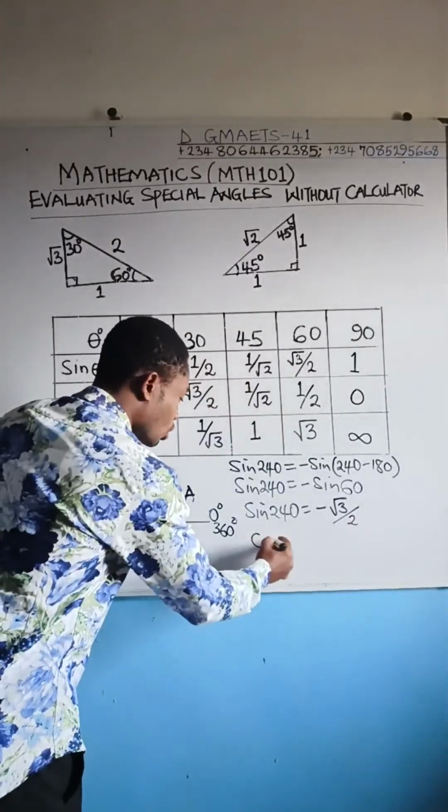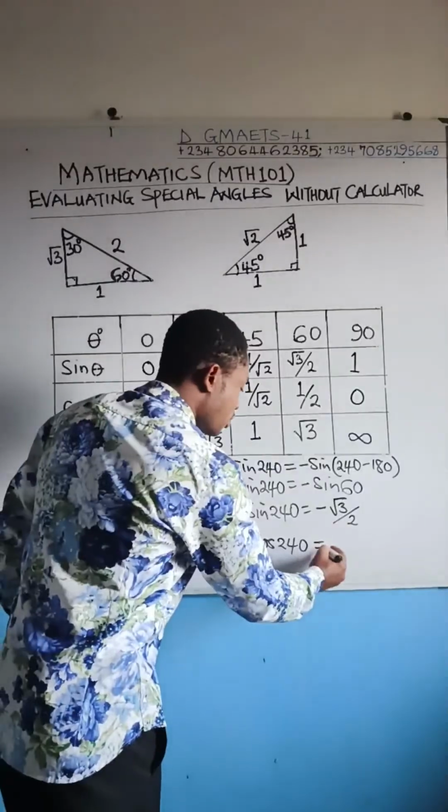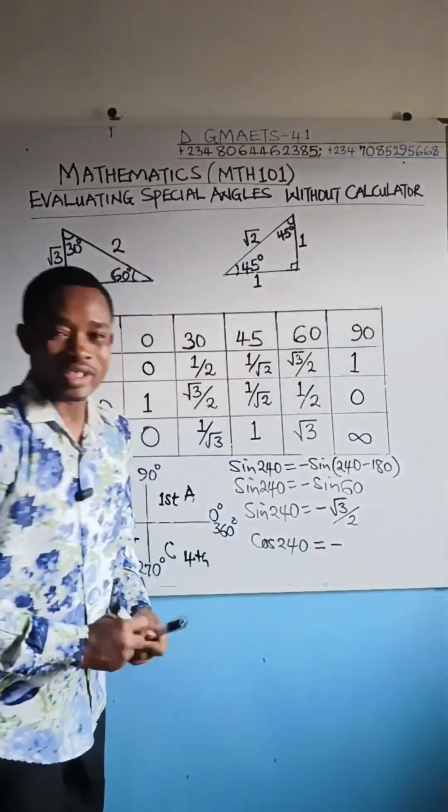That takes us to cos 240. You do the same thing. Cos 240 is going to be equivalent to minus, please, no time to waste.